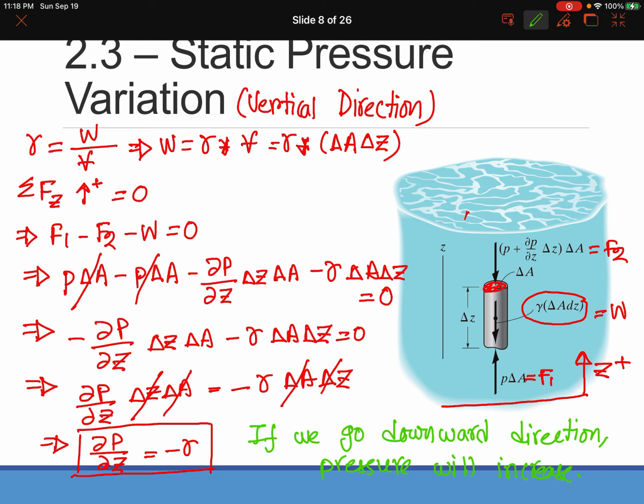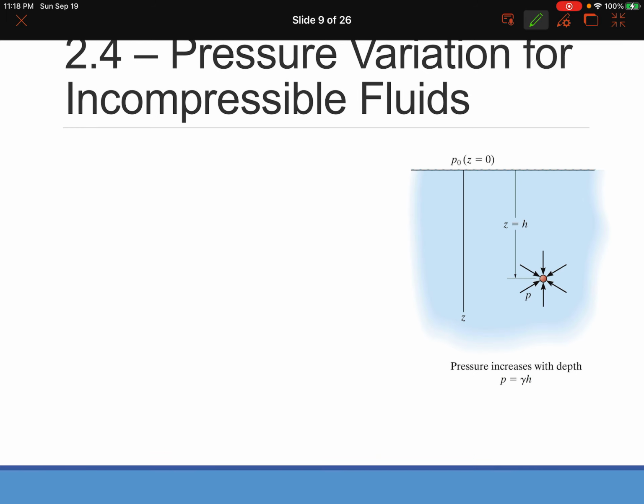Now the equation we have there was actually for both compressible and incompressible fluids. Now we want to find out what will be the explicit expression for incompressible fluid, and then we will try to find out what the pressure variation will be for compressible fluid. So that's what we will do as a first step: we will do the incompressible fluid.